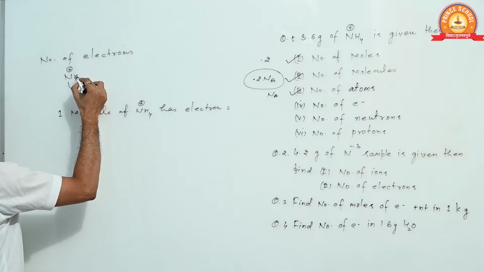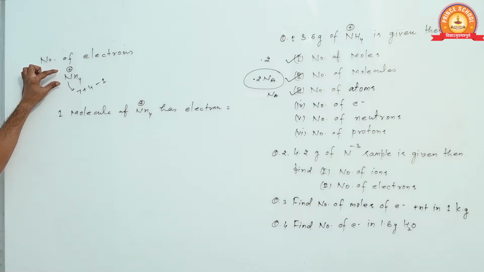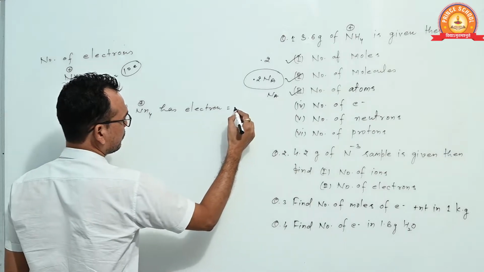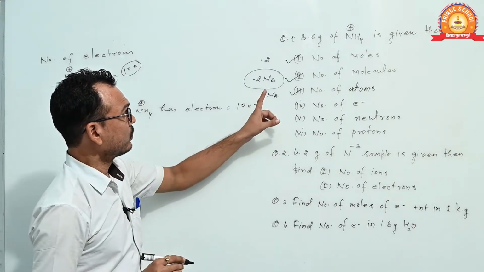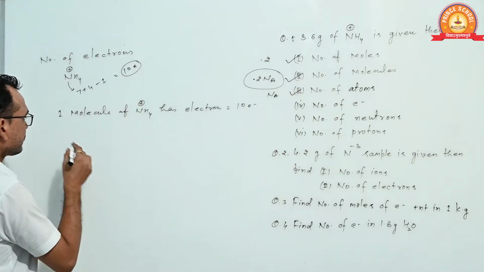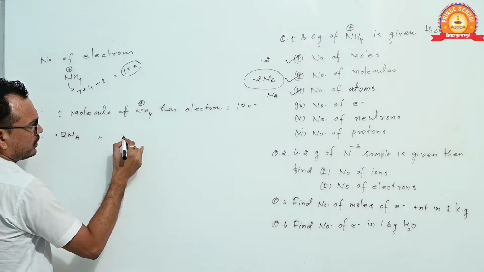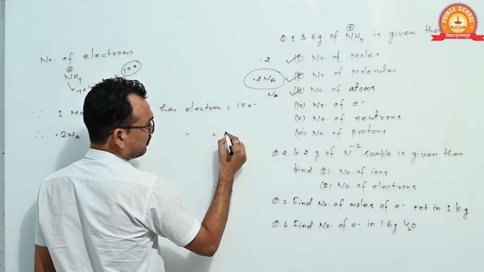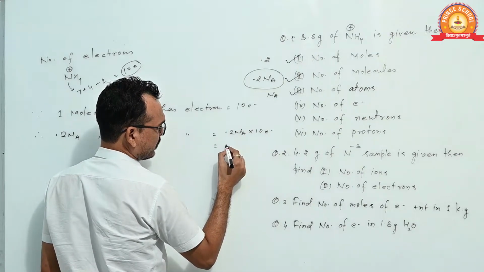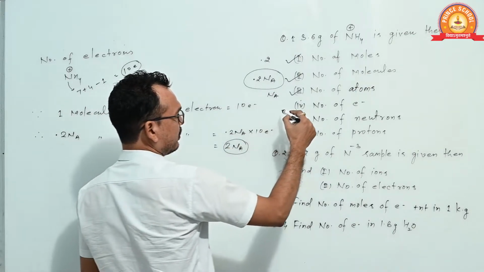Nitrogen contains 7 electrons, hydrogen contains 4 electrons, and since there is a plus 1 charge, we subtract one. A plus charge means one electron has been removed from it, so how many do you have? It gives 10 electrons. So we can say one molecule of NH4 plus has 10 electrons. Then what is the number of electrons in 0.2 Na molecules? Therefore 0.2 Na molecules of NH4 plus has 0.2 Na multiplied with 10 electrons, which gives 2 Na electrons.